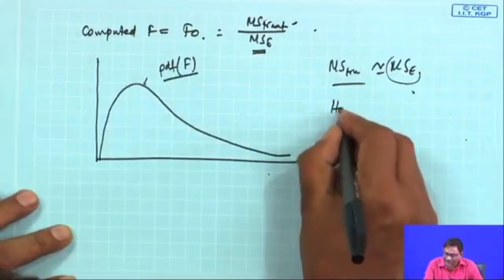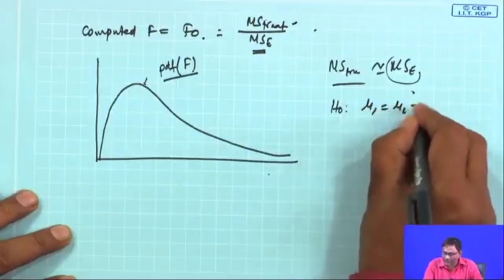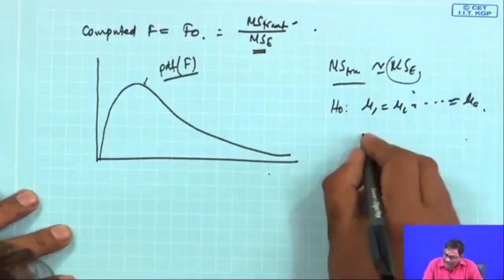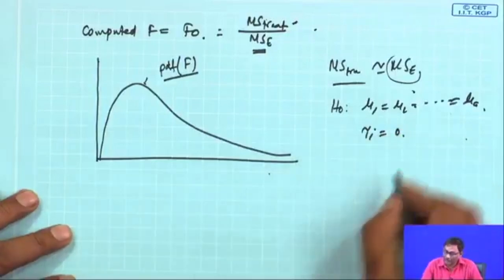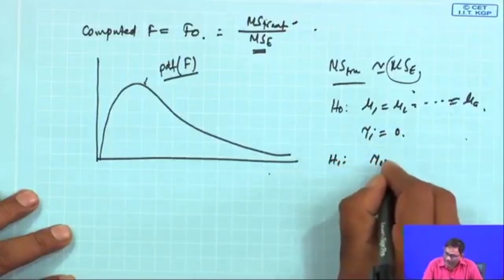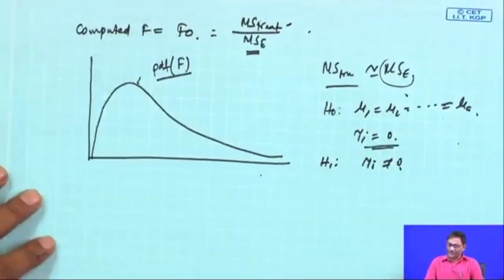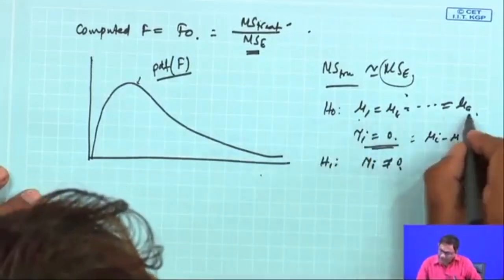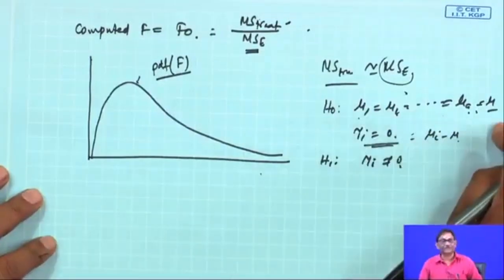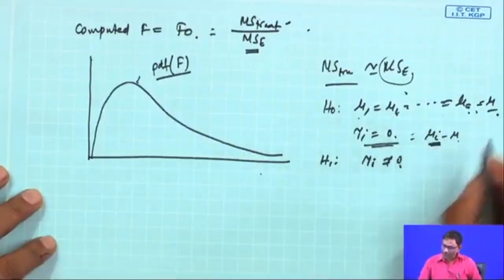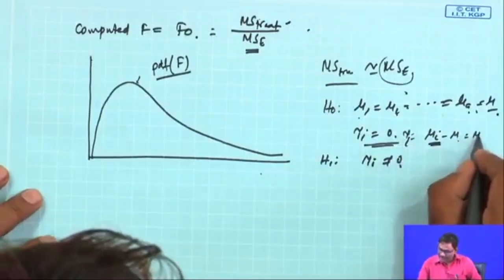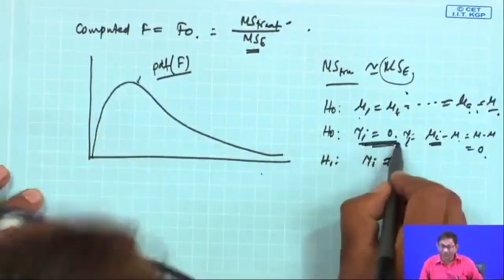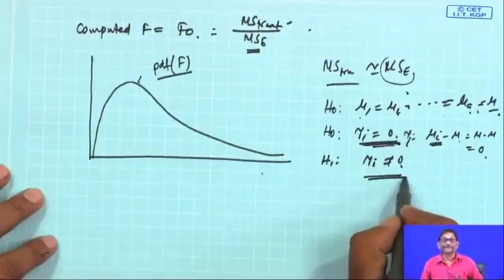So, this is my H0: mu 1 equals mu 2 equals mu a. The other way I can write it is H0: tau i equals 0 and H1: tau i not equal to 0. What is tau i? Tau i equals mu i minus mu. Now, if mu 1 equals mu 2 equals mu a, this will be nothing but the grand mu, because it is the mean of means. So if mu i becomes mu, then tau i is mu minus mu, which becomes 0. So our H0 is no effect, H1 is there is an effect.